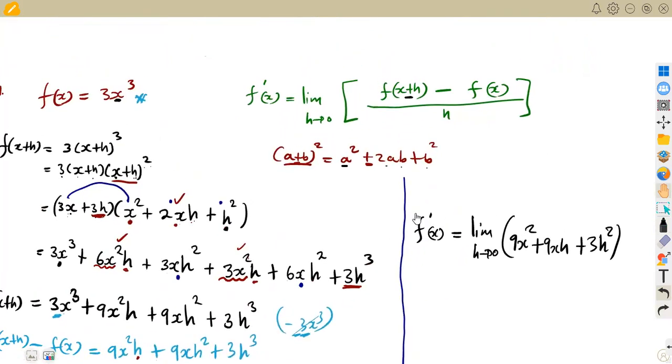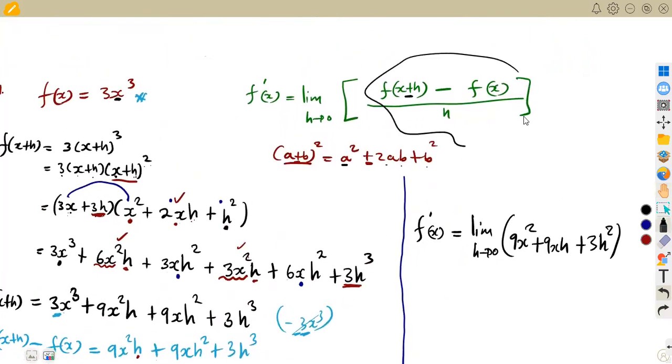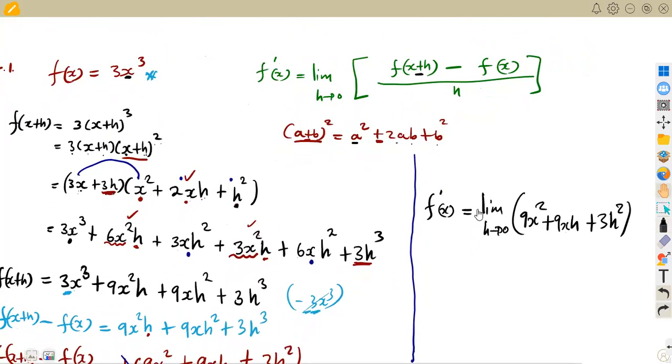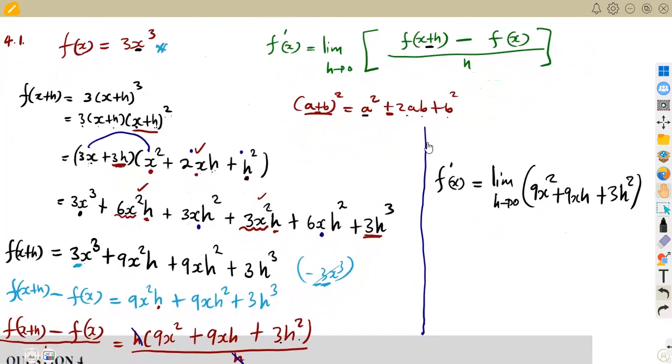So that means the whole part of this expression can be simplified, or you can simplify it aside, which is fine. Or you can substitute back onto the formula. It's one and the same thing. So now we can apply the limits. Wherever there is h approaching 0, we are going to have a 0 here. We are going to have a 0 here. So at the end, we are going to remain with our answer as 9x squared.